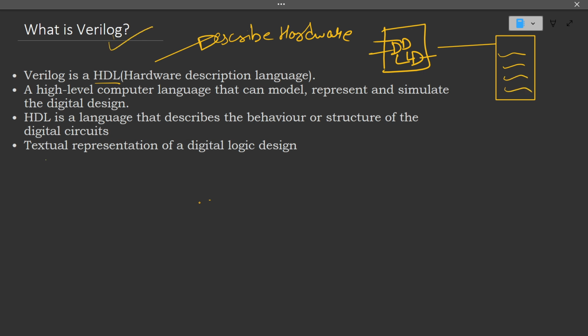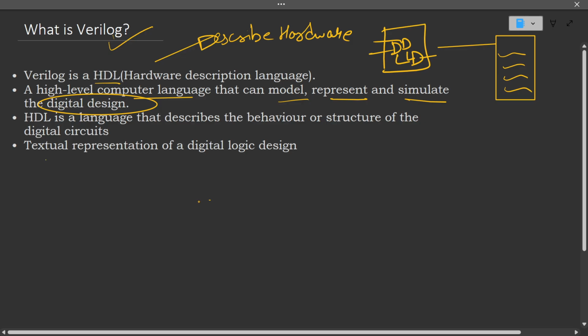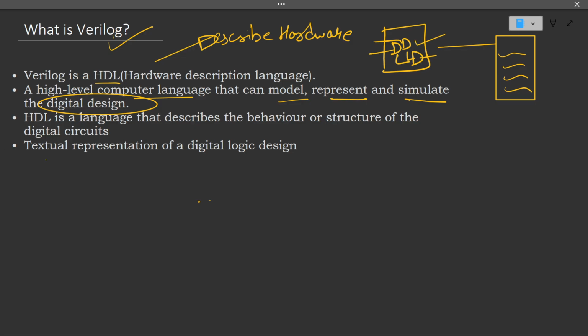This is a high level computer language. When we say high level, that means it has keywords similar to the English language. This language can model, represent and simulate digital design. So this is basically what we are doing, we are performing this digital design using coding. This language describes the behavior and structure of digital circuits, and as I said, this is a textual representation of digital logic design.